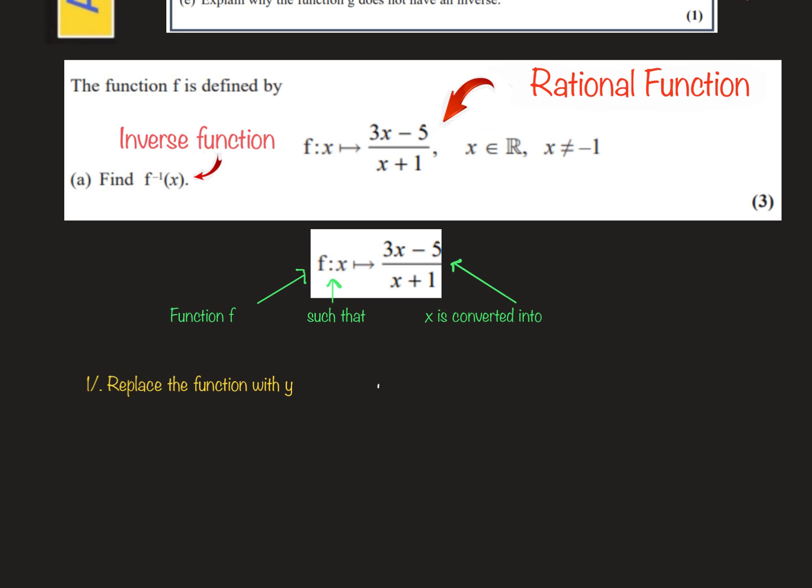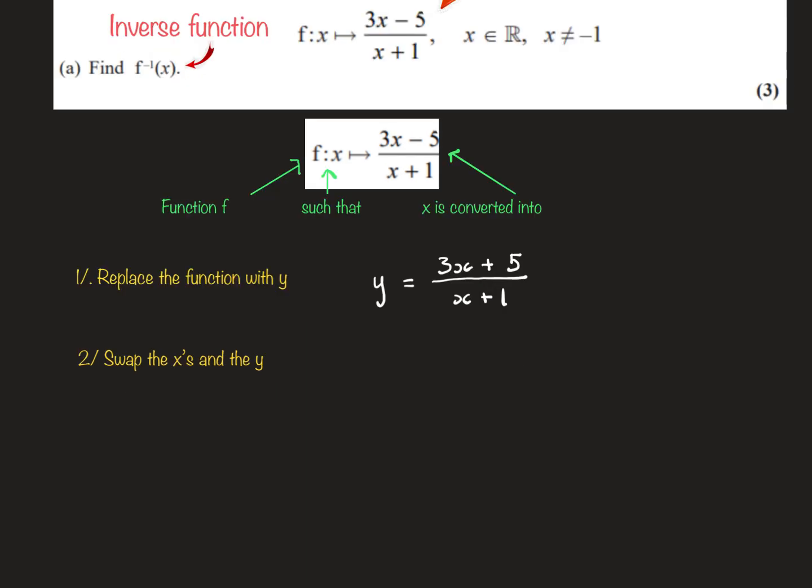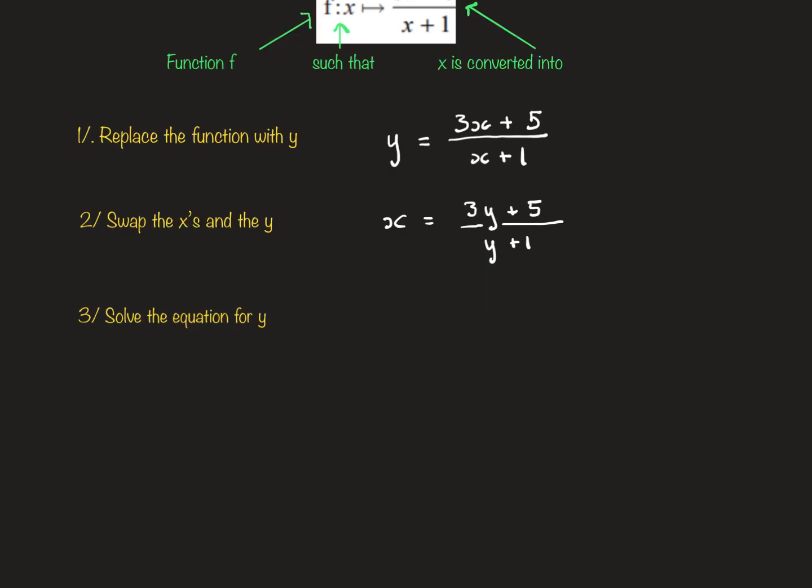And so we will write y is equal to 3x plus 5 over x plus 1. Now try to swap the x's and the y's. So we'll start with x is equal to 3y plus 5 over y plus 1. And now we'll solve the equation for y.